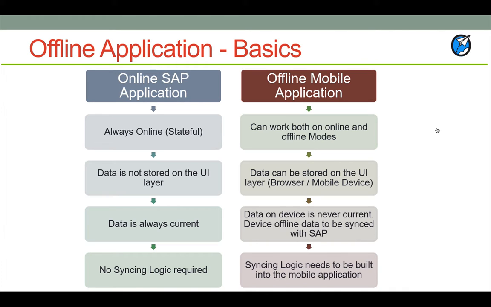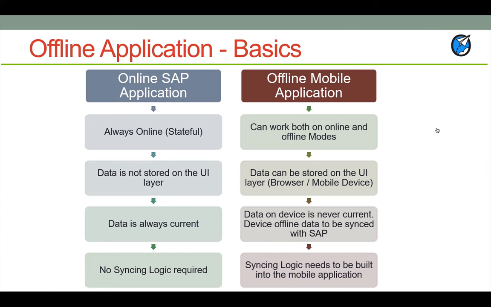On the left, you see all the characteristics of an online SAP application. On the right is offline. So online applications are always online. The moment you lose your network connection, you're basically cut off, and you cannot process any transactions when you're offline. And this is also referred to as stateful applications.